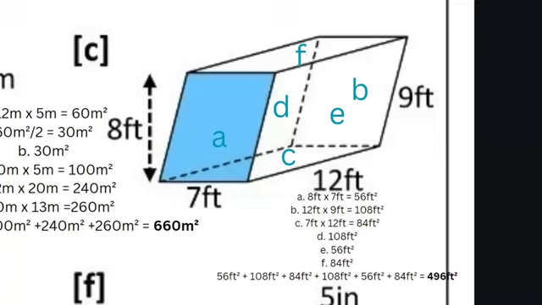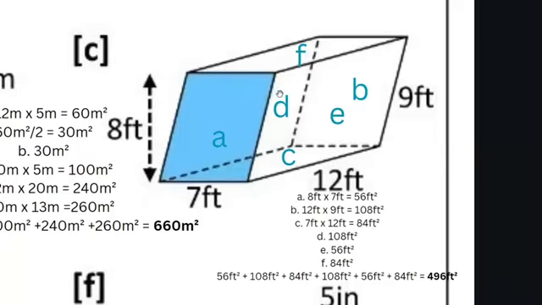Next, we'll be calculating C. Different from question A and B, question C is a parallelogram. So this would be A, this would be B, this would be C, this would be D, this would be E, and this would be F.